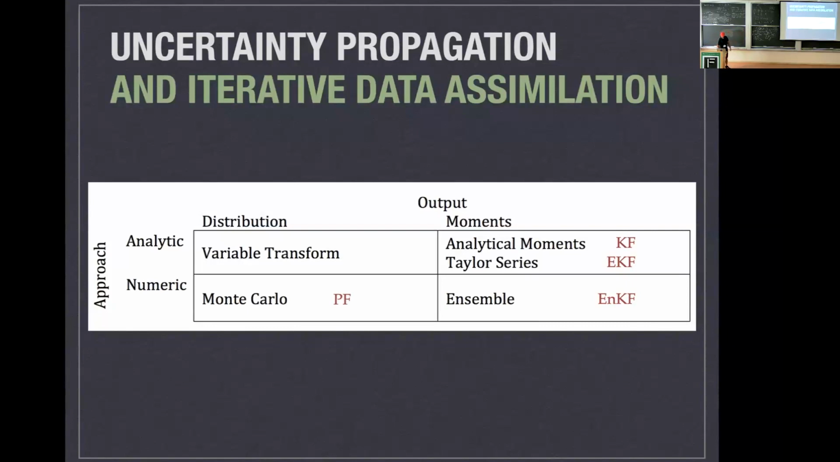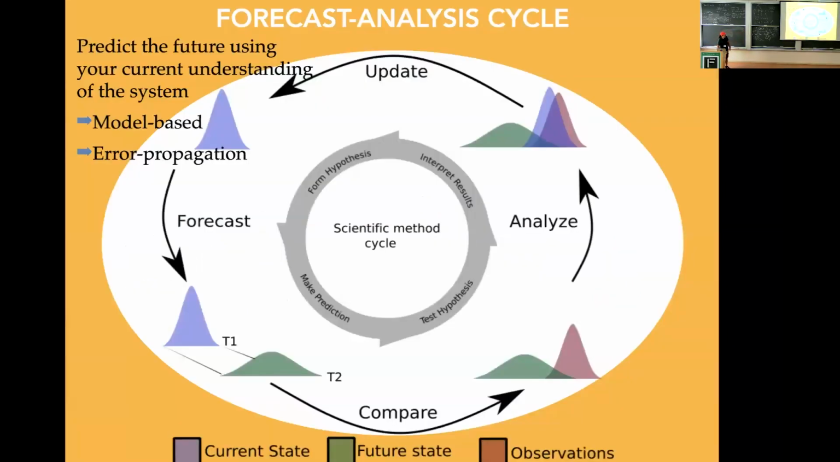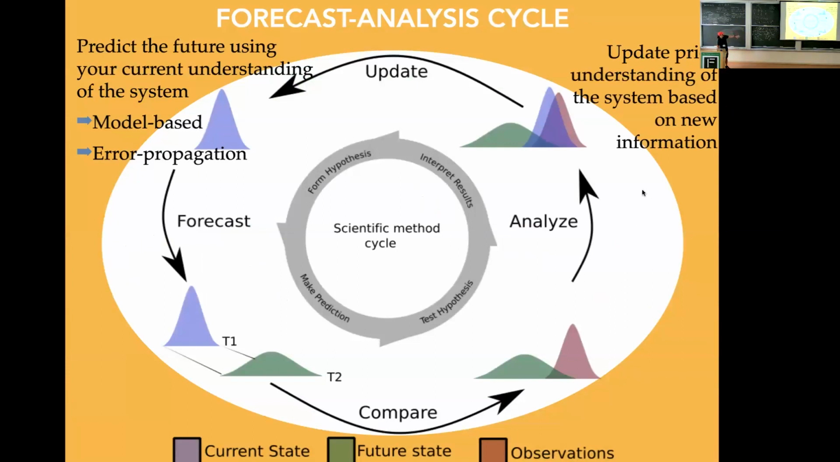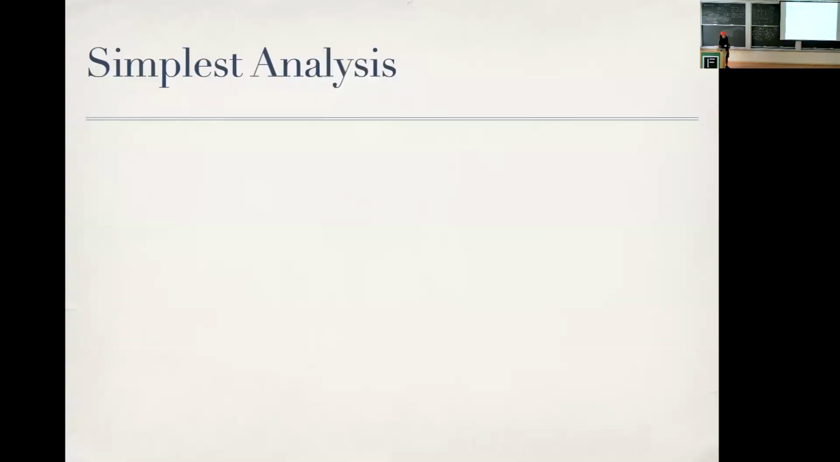So I just want to very quickly walk through that relationship between uncertainty propagation and data assimilation in this iterative updating, reminding you of this idea that we want to propagate our uncertainty, but that we want to update that information when new information becomes available. So I'll do this by walking through what I would argue is the simplest variant of data assimilation.